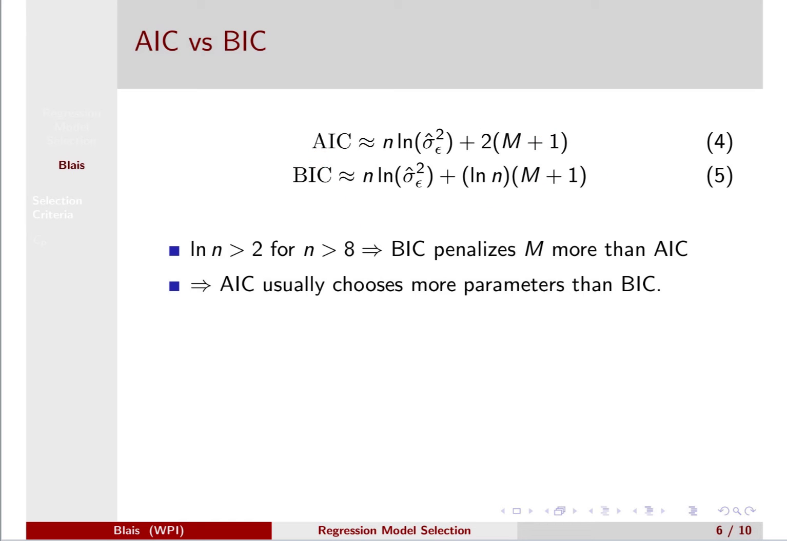And we can compare these two and see that the only difference, again, is that 2 in the parameter penalty term for the AIC versus the natural log n in the penalty term for the parameters in the BIC. And we note that natural log n exceeds 2 once you get past 8. So typically with these types of models, we have more than 8 observations. And so the idea is that the BIC is penalizing your number of parameters more severely than the AIC. And so your AIC will usually choose more parameters than the BIC. So this gives us one standard set of criteria for choosing the number of predictors.